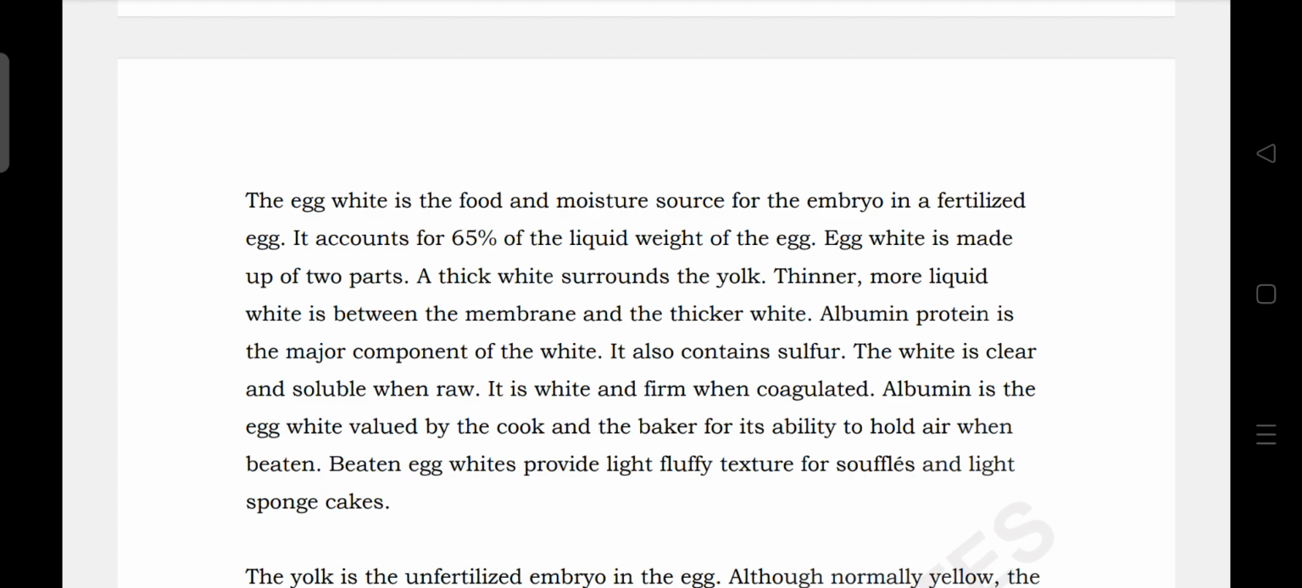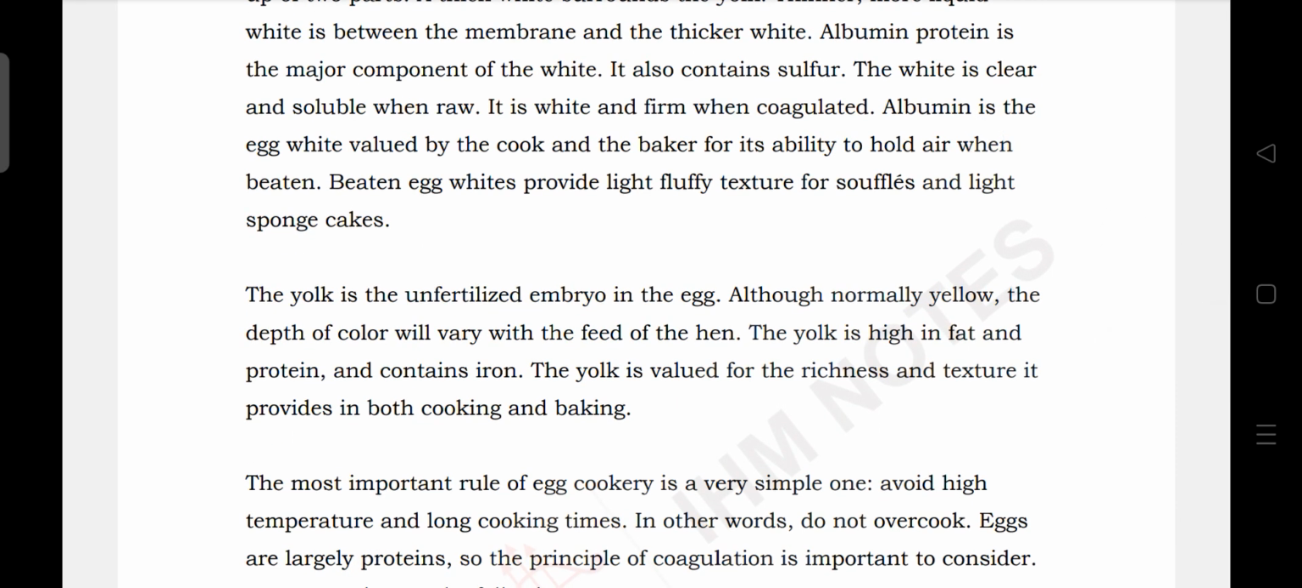Albumin is the egg white, valued by the cook and the baker for its ability to hold air when beaten. Beaten egg whites provide high, fluffy texture for souffles and light sponge cakes. The yolk is the unfertilized embryo in the egg, normally yellow. The depth of color will vary with the feed of the hen. The yolk is rich in fat and protein. It contains iron. The yolk is valued for the richness and texture it provides in both cooking and baking.